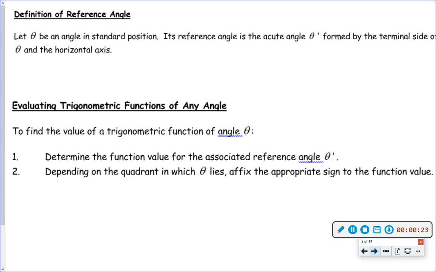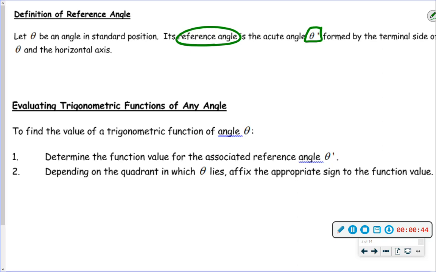So just a few things to go over, definitions. We've actually been using reference this entire time. We haven't necessarily used the fancy word reference. So let theta be an angle in standard position. Its reference angle is the acute angle theta prime, is how you say that, formed by the terminal side and the horizontal axis. We've already been using that.